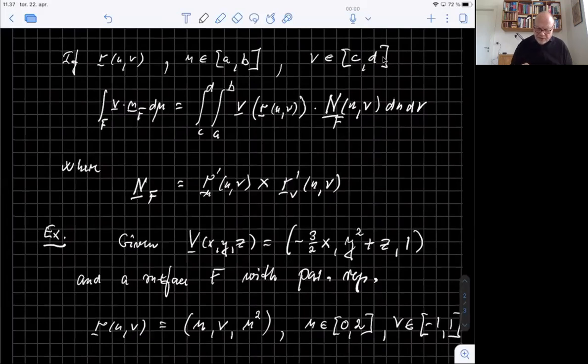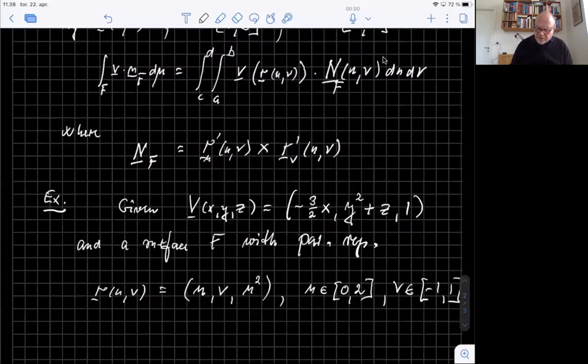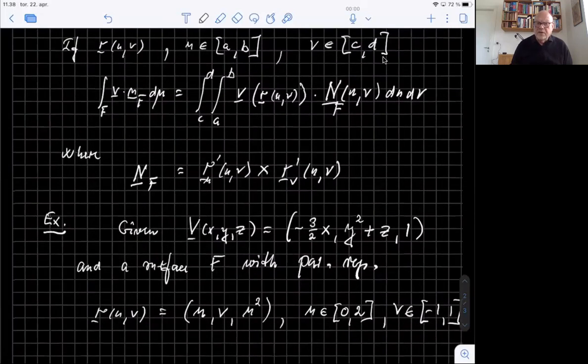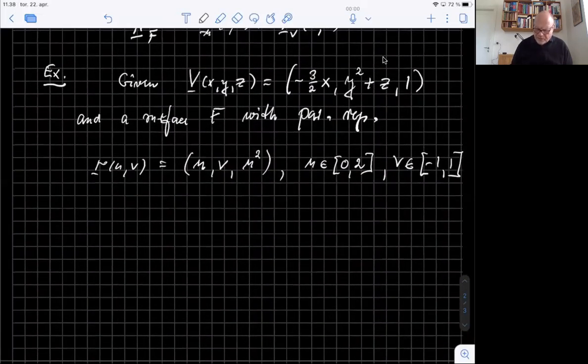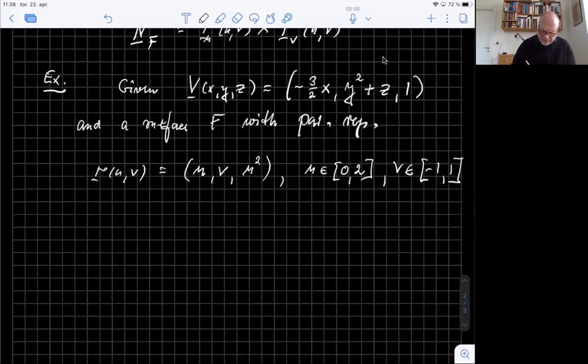this flux here, which is written here at the top. So what we need first is to compute the normal vector. Let's do that. We have the normal vector, and first you have to take the derivative of the parametric representation with respect to u. You get 1, 0, and 2u. That is 1, 0, and 2u.